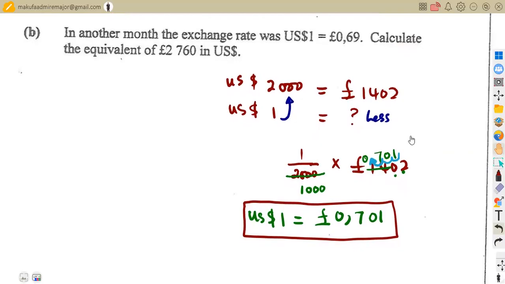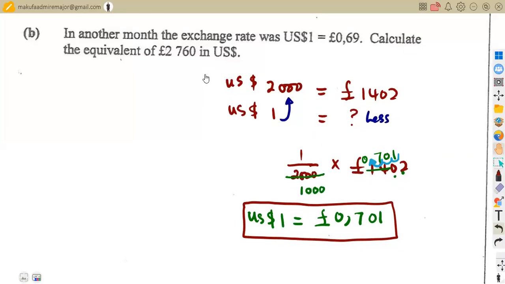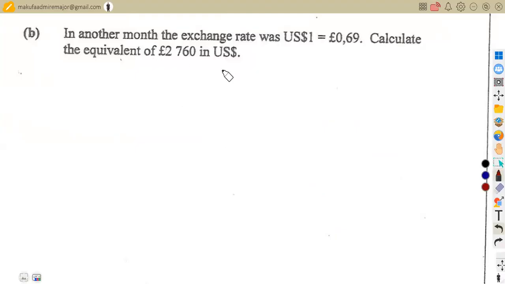Then we are now given, in another month, the exchange rate. We are now talking about another month. We covered the previous part. Now they're asking us that in another month, another condition, the exchange rate this time was $1 to 0.69 pounds. Calculate the equivalent of 2,760 pounds in US dollars. We are working with this condition.